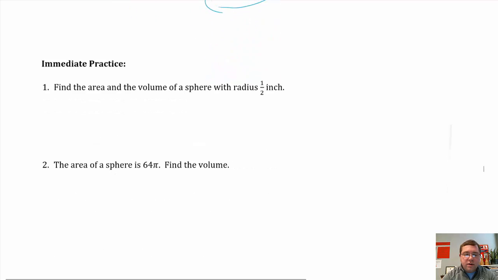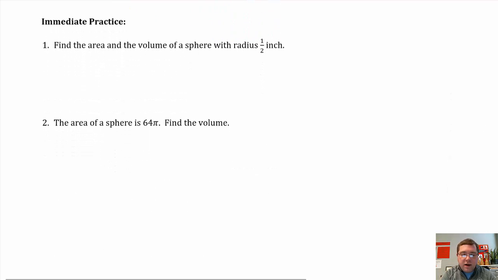So here are your immediate practice problems. Find the area and the volume of a sphere with a radius of 1/2 inch. Just plug into the formulas. The area of a sphere is 64 pi. Find the volume. So work it like we did example number 2. And that's the end of section 12.4.